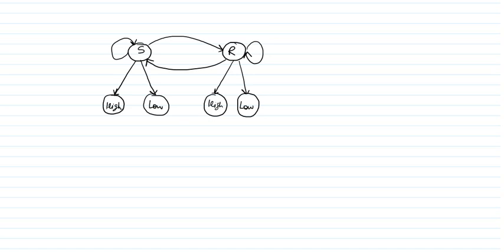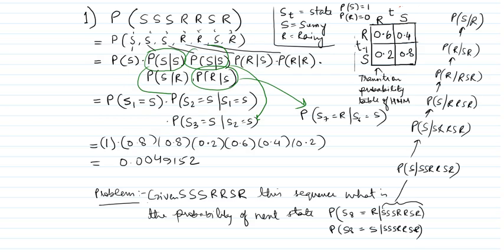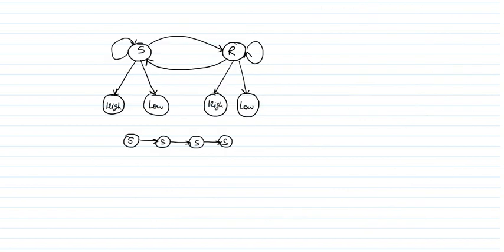This kind of modeling is the hidden Markov model, and if we draw its chain, it would be a sunny day, then a sunny day, then again a sunny day. Let's take the previous example: sunny, sunny, sunny, rainy, rainy, sunny, rainy. So this is the Markov chain along with its observations.